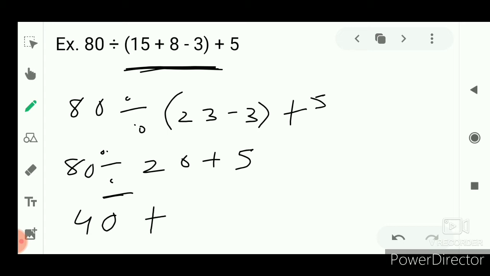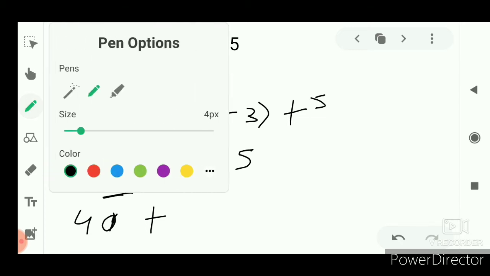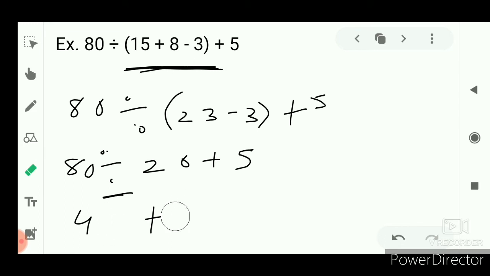That is 80 divided by 20, it will give 4, plus 5, it will give 9. Okay.